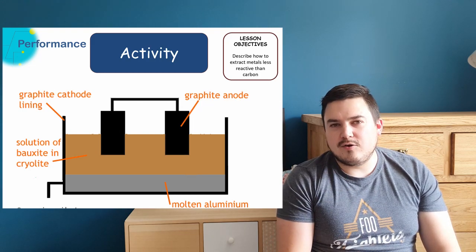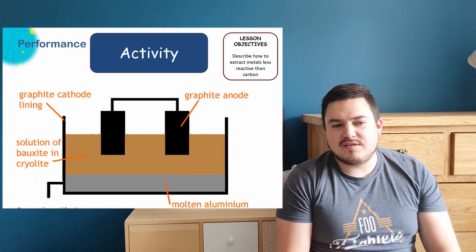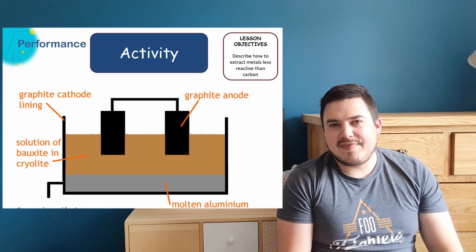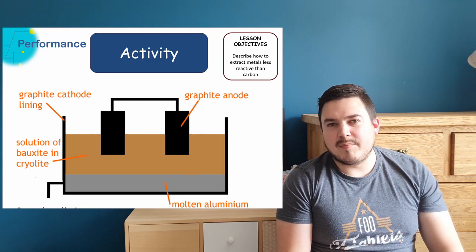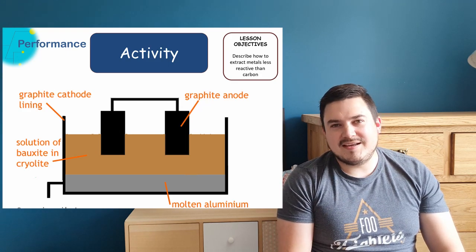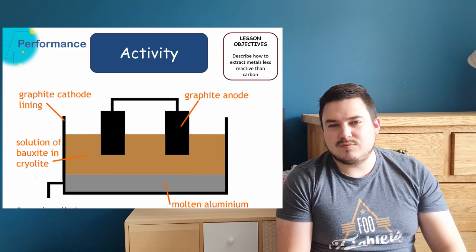Those graphite anodes at the top that you can see would react with the air, because it's very hot when this happens, and that would mean that over time they'd make carbon dioxide and they would break down, so they would need to be reformed on a regular basis, and this process can also be expensive. So there's lots of extra steps here that you need to consider when it comes to making sure that this process is going to work effectively and as cheaply as possible.